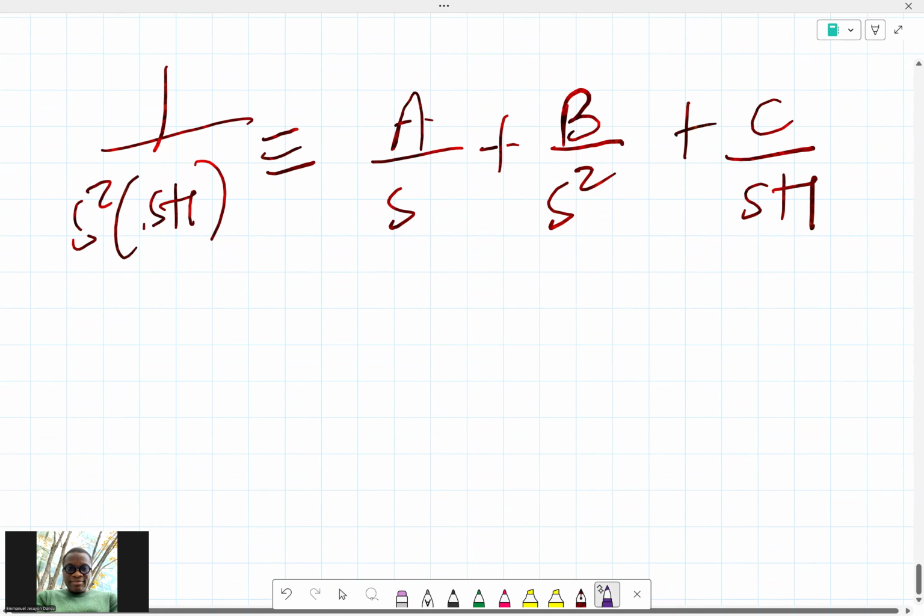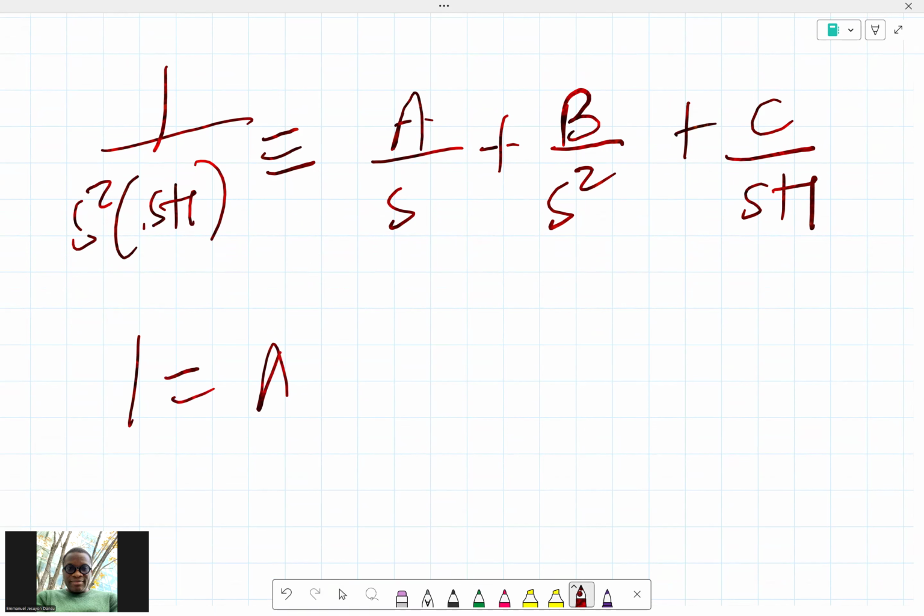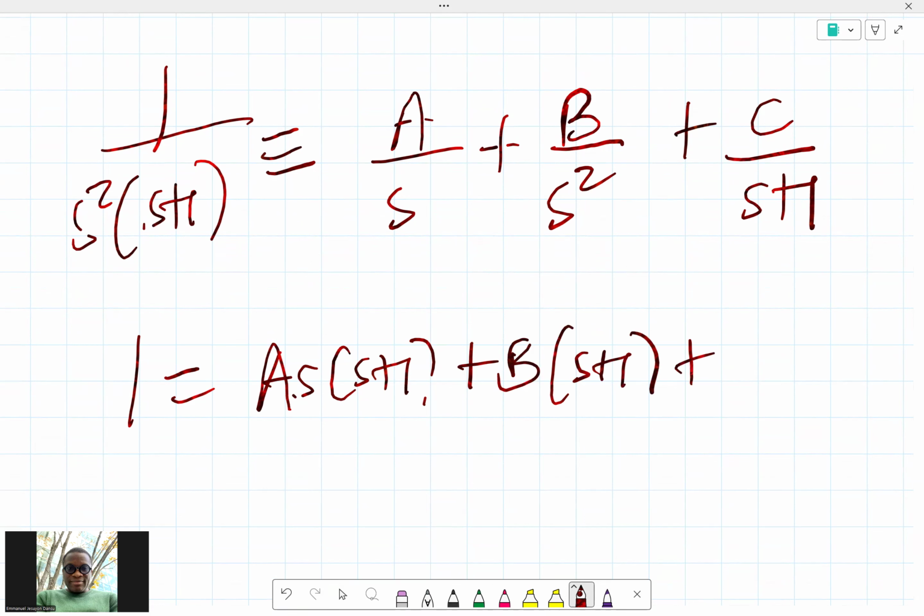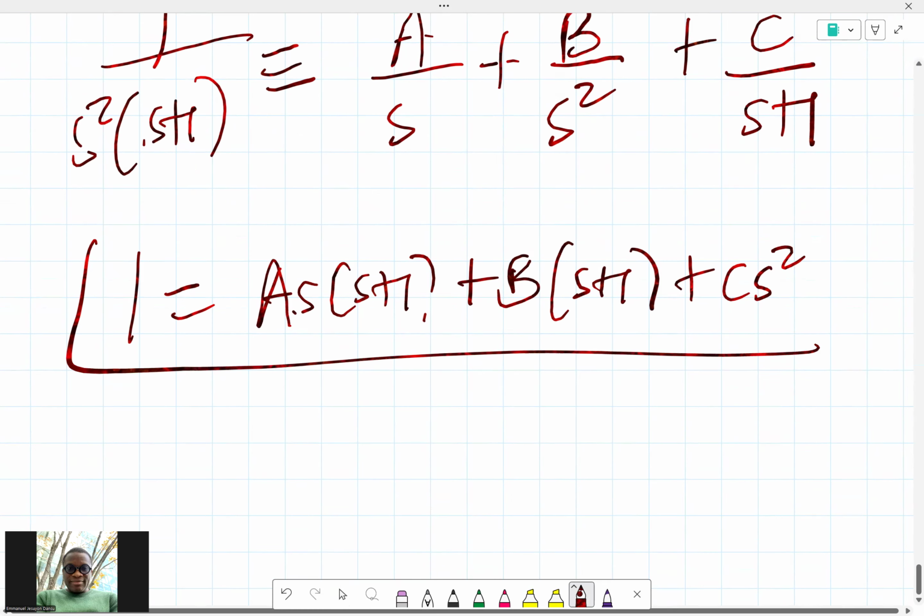We can multiply through by the LCM, which gives 1 equals a into s into s plus 1, then b, where s squared cancels, we have s plus 1, then c into s plus 1 cancels s plus 1, so we have s squared. So this is the expression we have now. Then we can use the cover-up method.